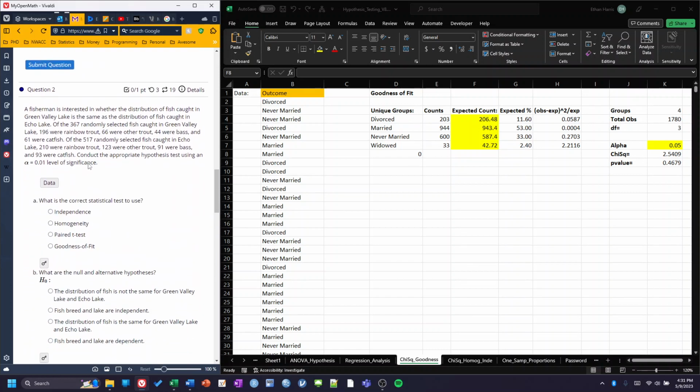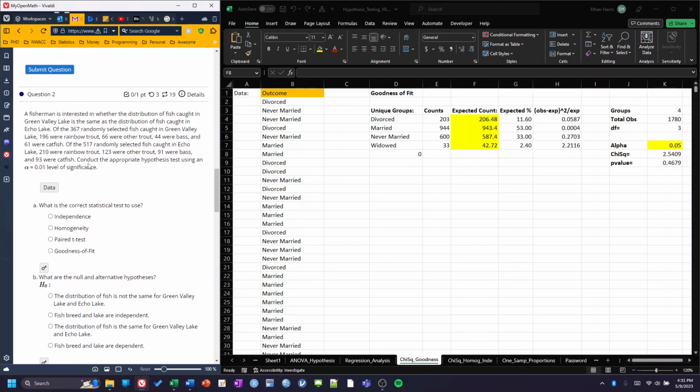So let's go ahead and look at question 2. Now instead of just looking at one group and comparing it to a national average, we're going to take two places and compare them to each other. Here we have a fisherman who is interested in whether the distribution of fish caught in Green Valley Lake is the same as the distribution of fish caught in Echo Lake. So we're comparing these two lakes.